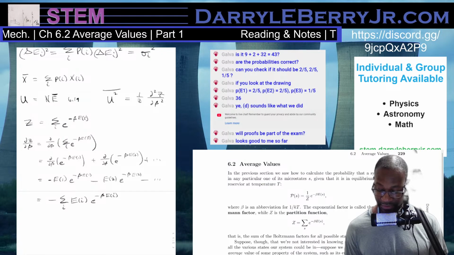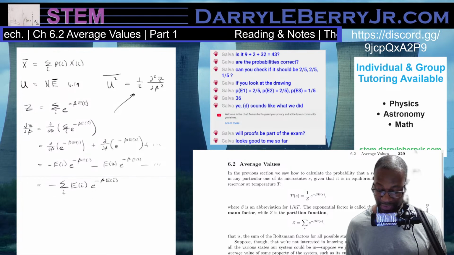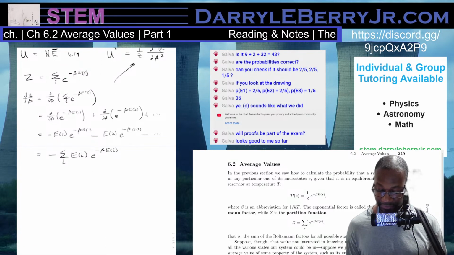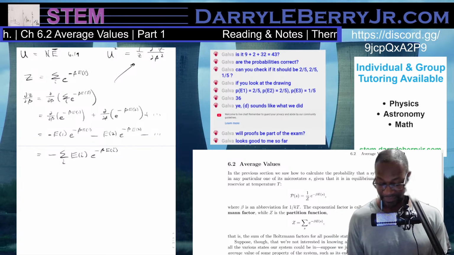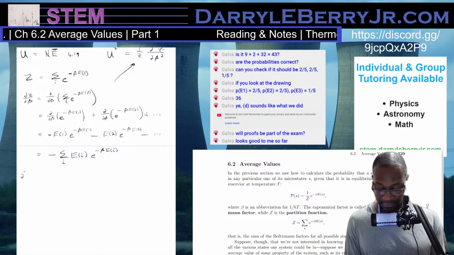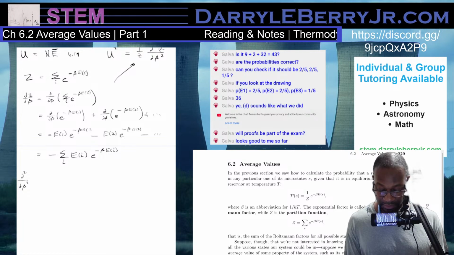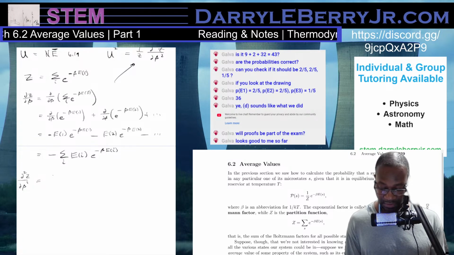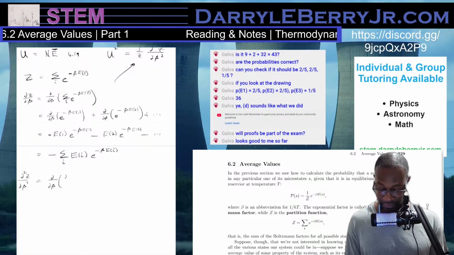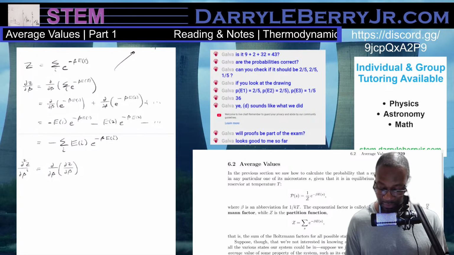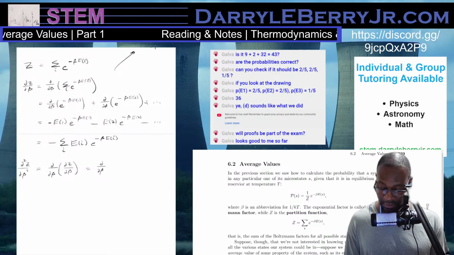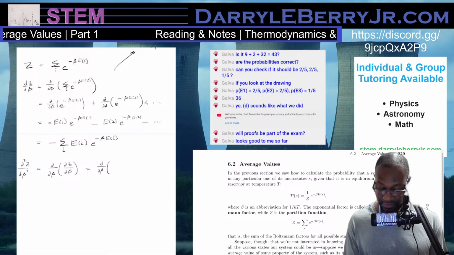And why did I do this? Well, I did this for this reason. I got to get a second derivative of that as well. So if I get a second derivative, the second derivative of Z is going to be the partial derivative of this. That is going to be the partial of this.